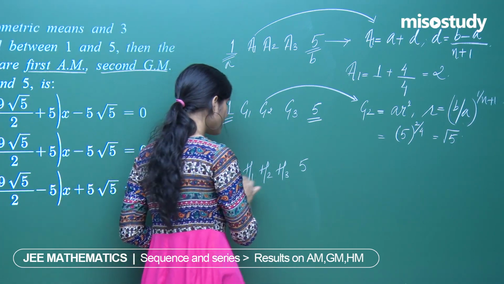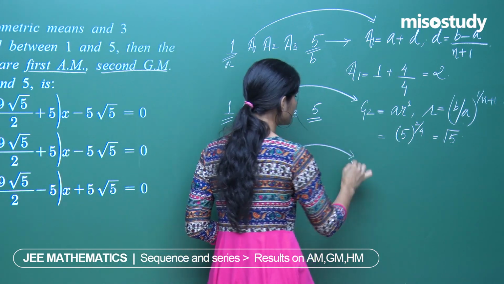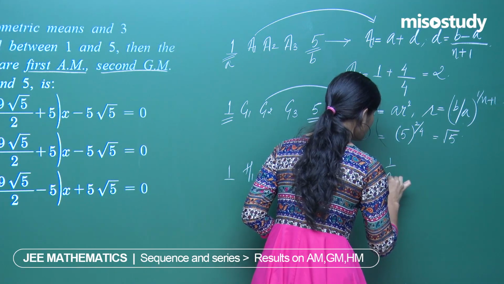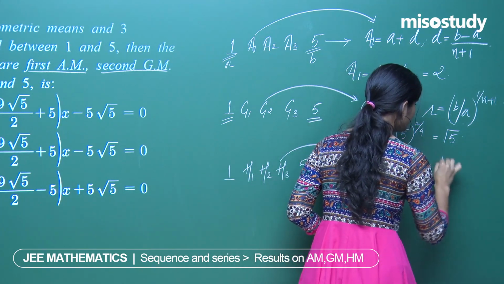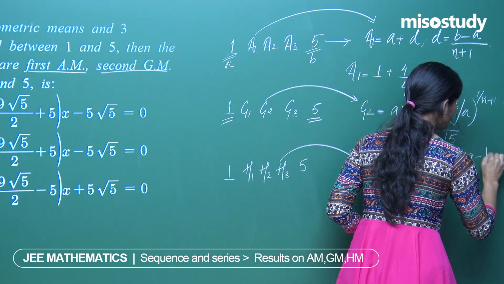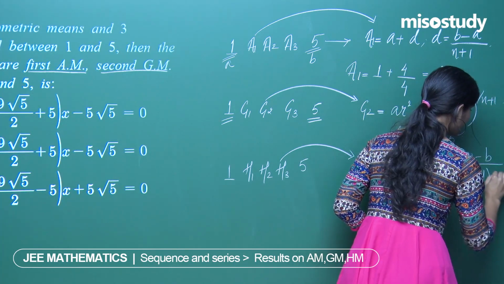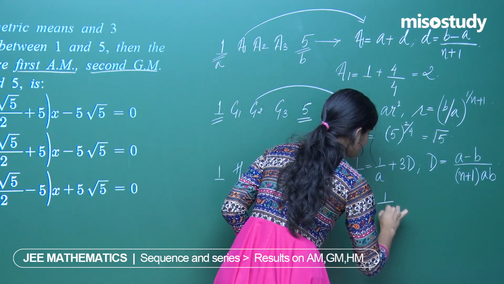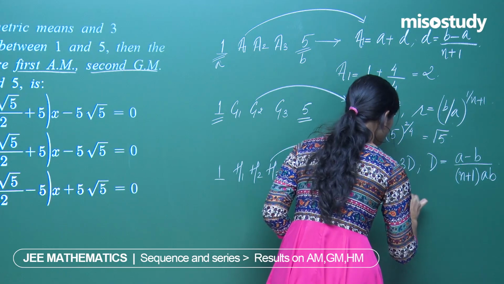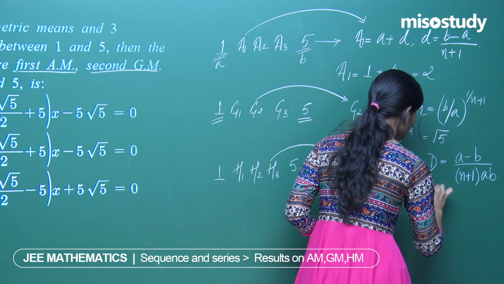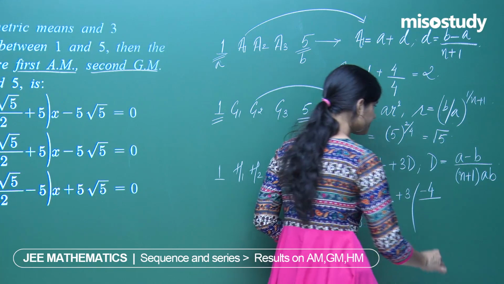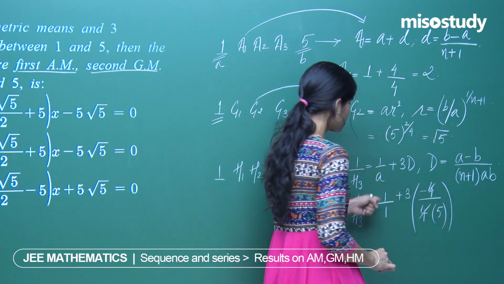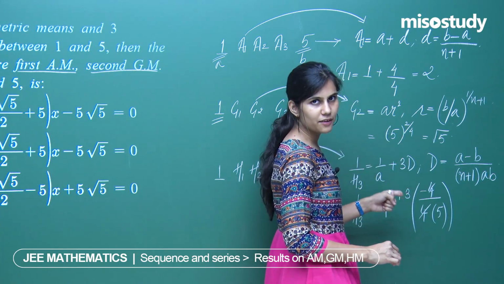if between 1 and 5 you have 3 harmonic means inserted, I am only interested in the value of the third harmonic mean. I know that 1 upon H3 is 1 upon A plus 3D, where D is (A minus B) upon (N plus 1) into AB. And therefore 1 upon H3 comes out to be 1 upon 1, because A is 1, plus 3 times (A minus B), 1 minus 5 whole, upon (N plus 1) into AB. So you get 1 minus 3 by 5, that is 2 by 5.